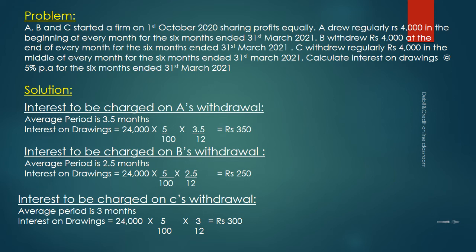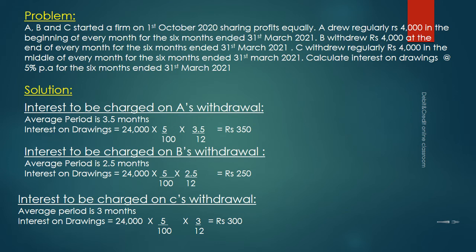ended 31st March 2021. Calculate interest on drawings at 5% per annum for the 6 months. So here A, B and C are partners. They are withdrawing an amount. A is withdrawing at the beginning of every month, B at the end of every month, and C middle of the month. So let us calculate the interest to be charged. In the case of A, we know that average period is 3.5 because he is withdrawing at the beginning of the month. So interest on drawings will be 24,000 into 5 by 100 into 3.5 divided by 12. That is equal to rupees 350.